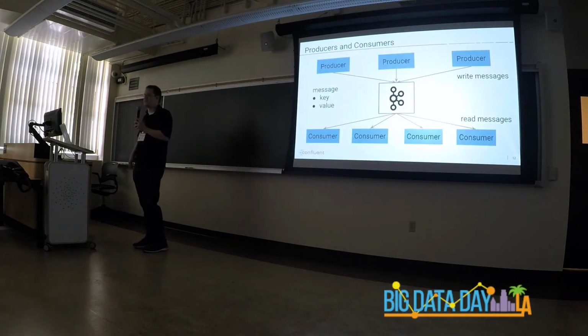So the first API, I guess, to cover is like the producer and consumer API. And this is sort of just what you would think. Producers write messages, and consumers read messages. And messages are comprised of a key and a value. And there are some other fields in there, too, that we've added over time, such as timestamp. But in general, the key and the value are the most important thing about messages.